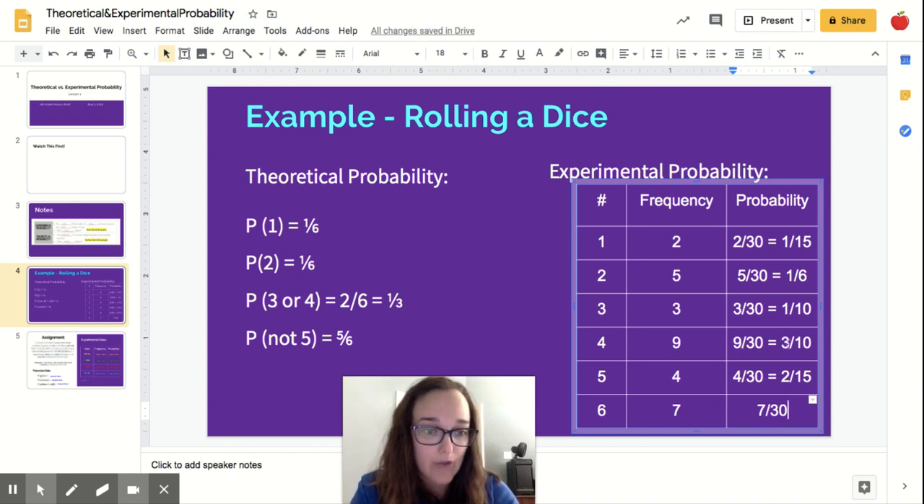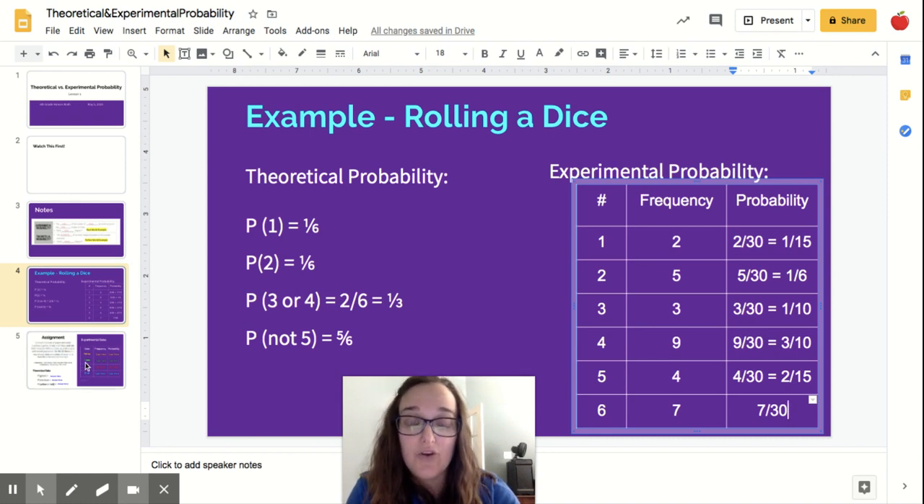So now looking at these probabilities, I can compare them. The probability of getting 1 was supposed to be 1 out of 6, but when I did my rolling, I only got 1 out of 15. So that's actually less than the theoretical probability. I should have had 5 for each one of these because 30 divided by 6 is 5. So this is less. This is exactly 1/6, so that matched up perfectly, but that's the only one that did. So this is the actual experiment where you try some trials and you see what you get. And then you can compare them to theoretical probability.